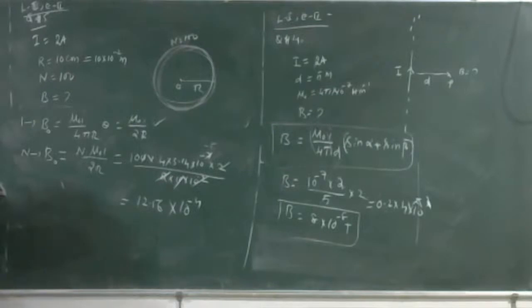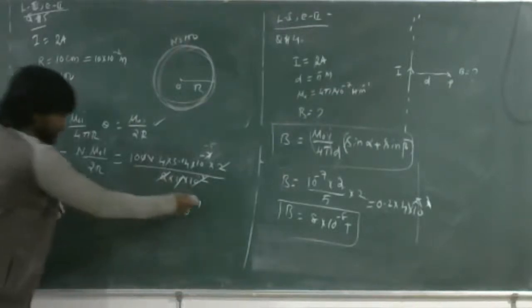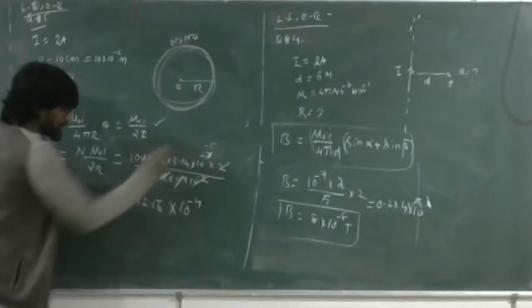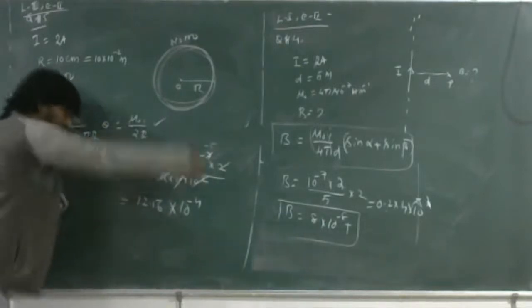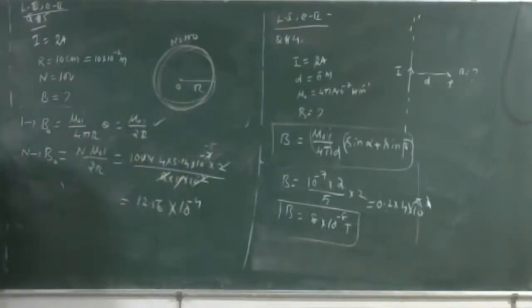Or if you put one decimal here, 1.256 into 10 power minus 3, or 0.1256 into 10 power minus 2. Check it out. Question number 5.